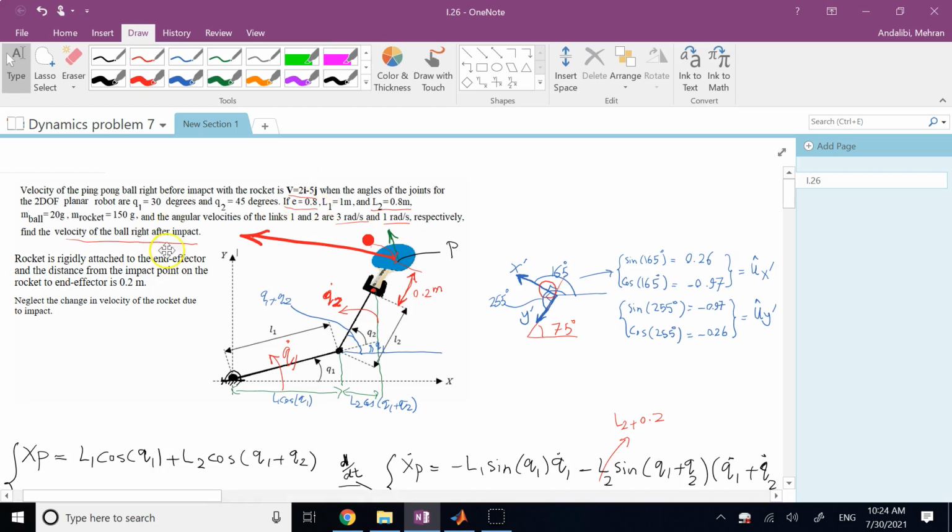Now, in general, if we cannot neglect the effect of the change in velocity of the rocket due to the impact, then you have to do more computations, right? You have to look at where the centroid of the rocket is and everything. But here, to make life easier, we assume something so that we can do calculations fast.